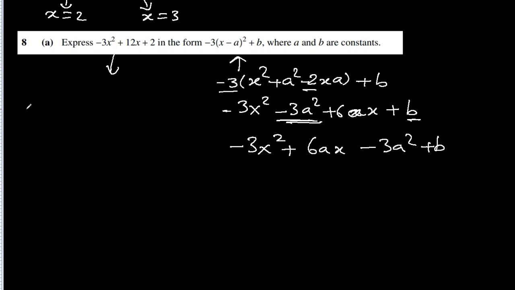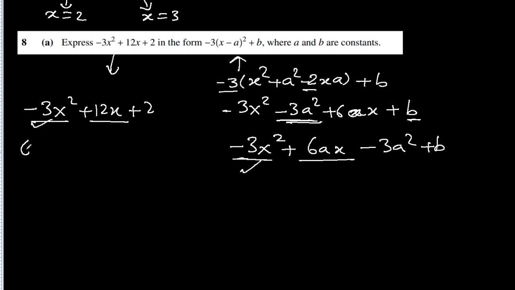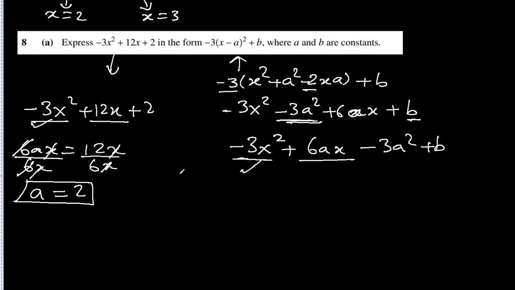And this is what they had given. Let's write it here. Minus 3x square plus 12x plus 2. So minus 3x square is minus 3x square. Perfect, they're matching. 12x and 6ax should be equated. So 6ax is equal to 12x. Let me divide both sides by 6x. That'll make it easier, right? So 6 cancel, x cancel here as well. We're left only with a here, and 12 over 6 is 2. We got the value of a.